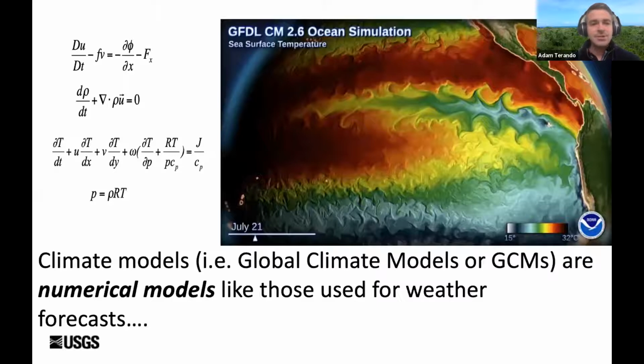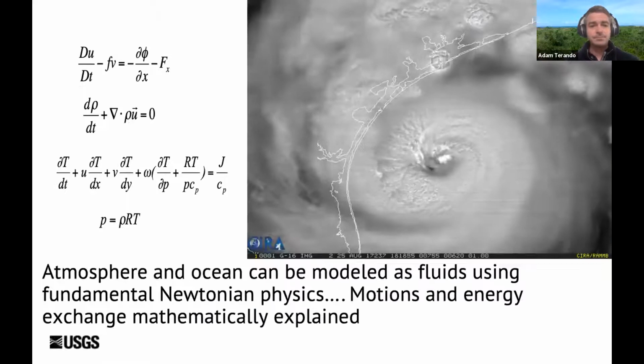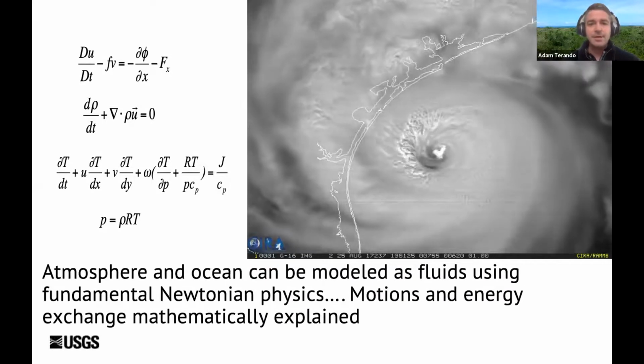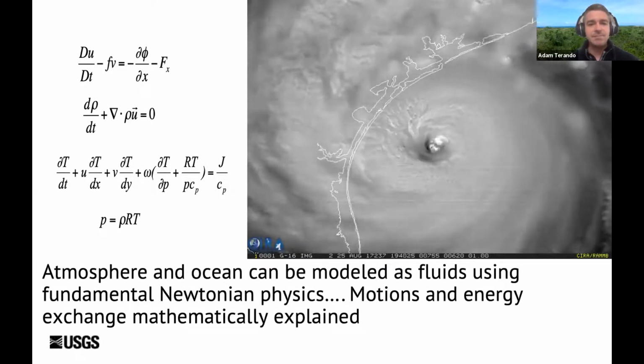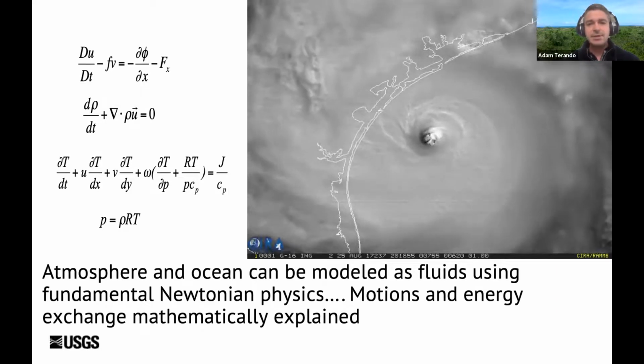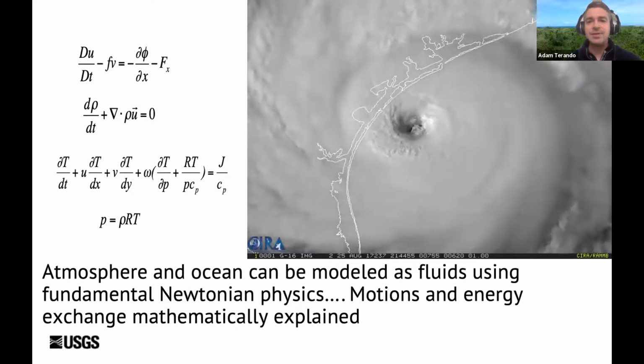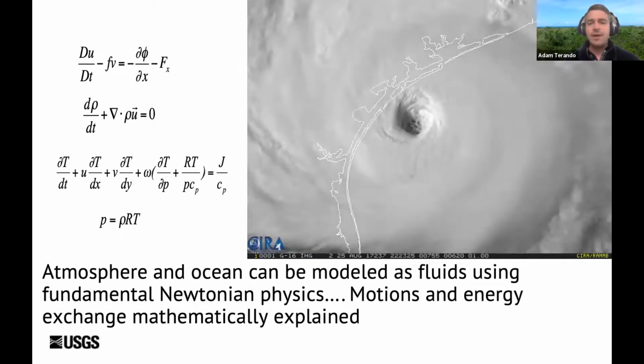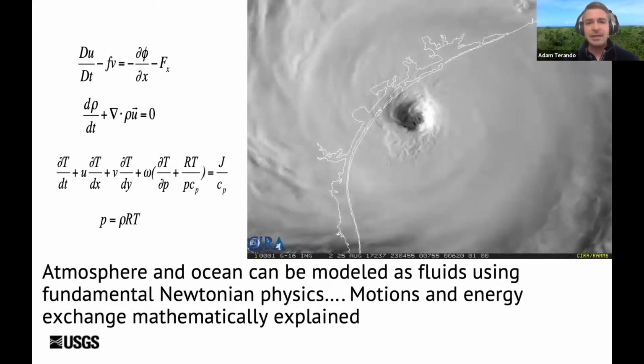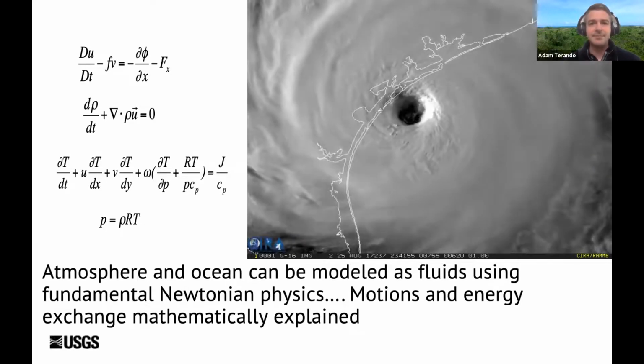All right, well, climate models are numerical models. They're a little bit different than, say, the empirical models or the statistical models that we use a lot in biology or ecology. The closest analog to climate models are things we use for our weather forecasts. So the atmosphere and the ocean can be modeled as fluids using basic fundamental Newtonian physics. So the motions of the atmosphere and the oceans and the energy exchange within and between those systems and through external forcings are mathematically explained. They're not statistically explained, they're mathematically explained.